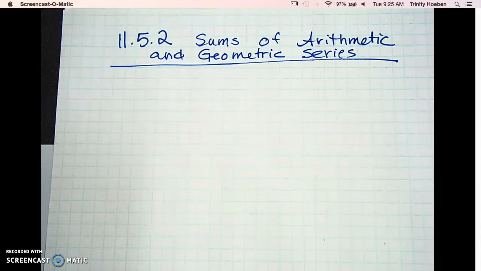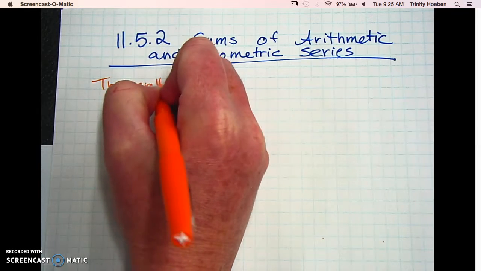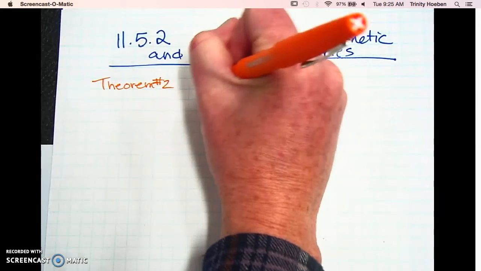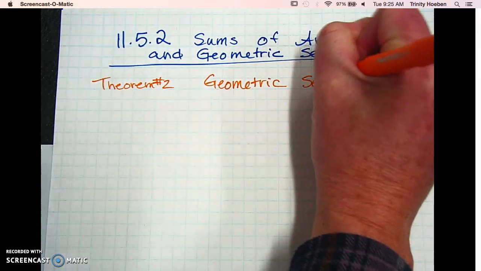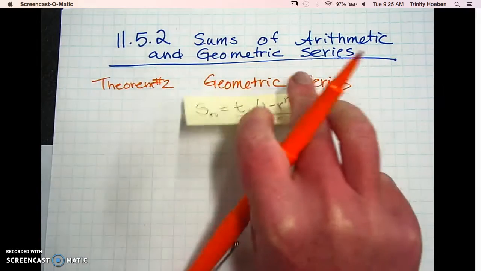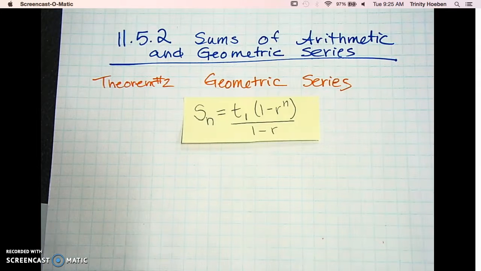Formula to, it was called theorem number 1 for the arithmetic series. Today we're going to look at theorem number 2. And theorem number 2 is going to be the geometric series. And here's your equation. So we're going to do a couple examples and see how it's just slightly different than theorem 1.